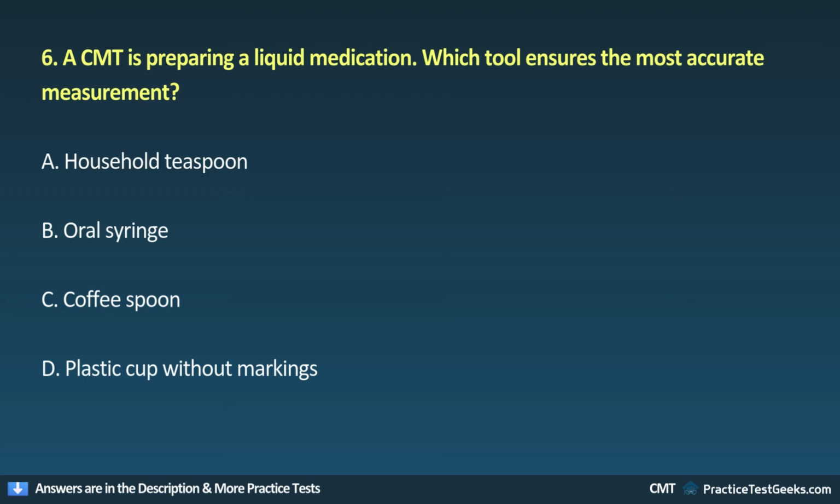6. A CMT is preparing a liquid medication. Which tool ensures the most accurate measurement? A. Household teaspoon. B. Oral syringe. C. Coffee spoon. D. Plastic cup without markings.